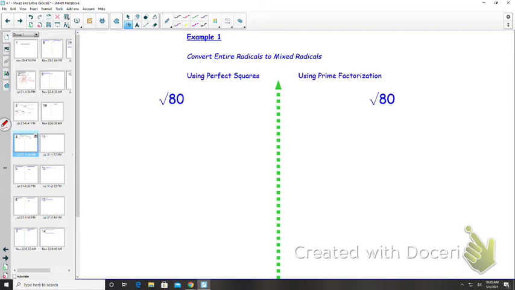Remember, an entire radical is something like this. There's no number in front. And remember, we're just going to use prime factorization. I think that's the easiest. Do we like prime factorization? That's not too bad, right?